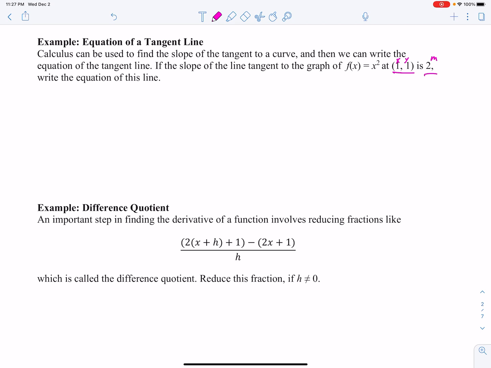Well, this is what you've done before, and there's multiple ways to do it. You could use y equals mx plus b, or you could use y minus y1 equals m times x minus x1, right? So either one. I personally choose to use y equals mx plus b.